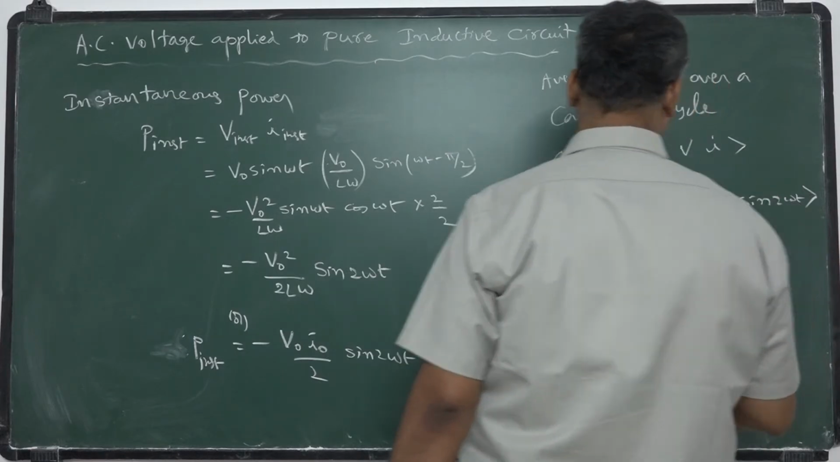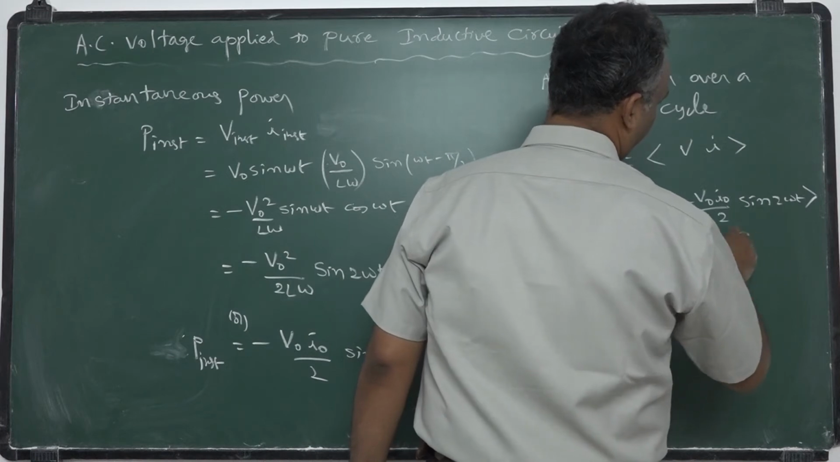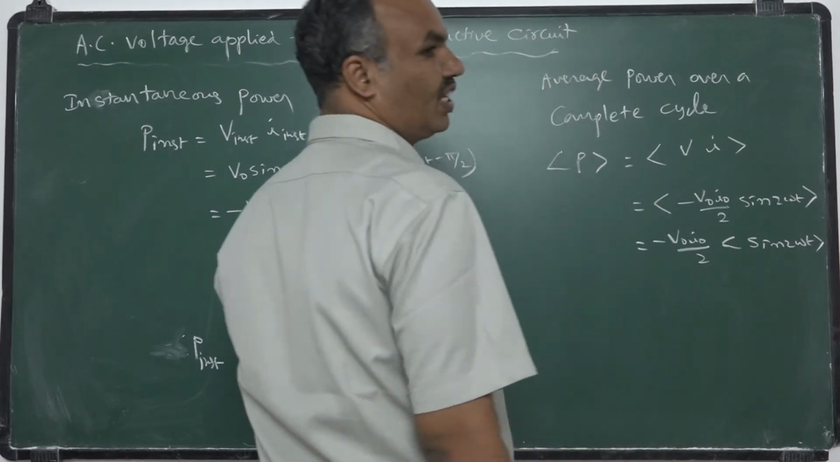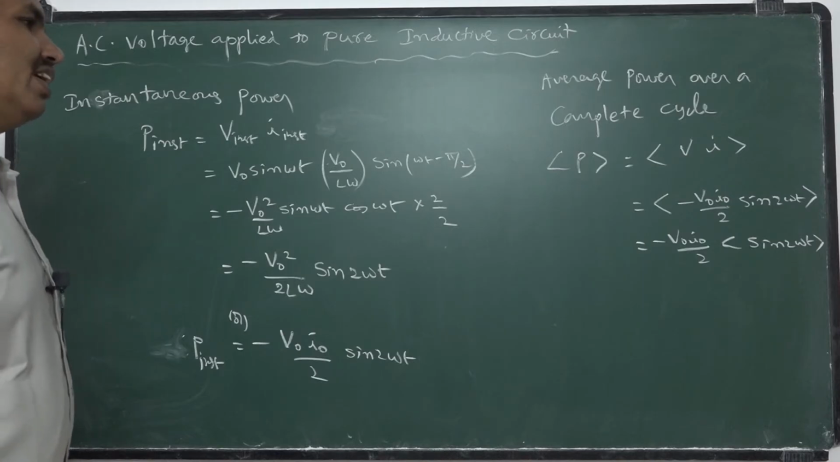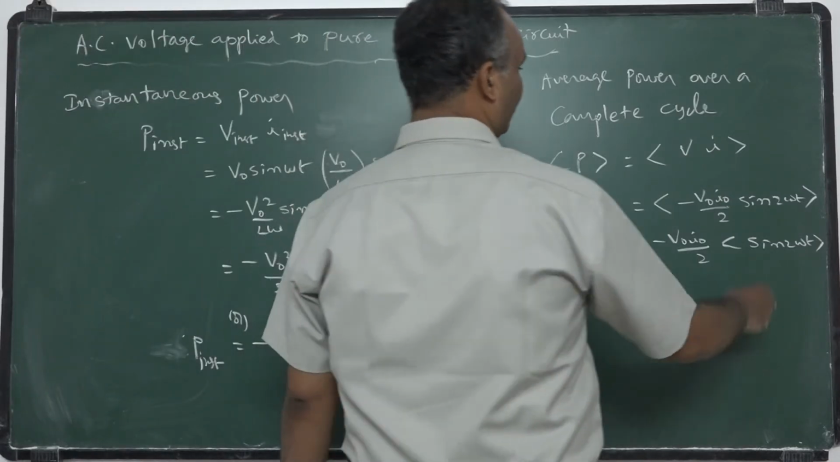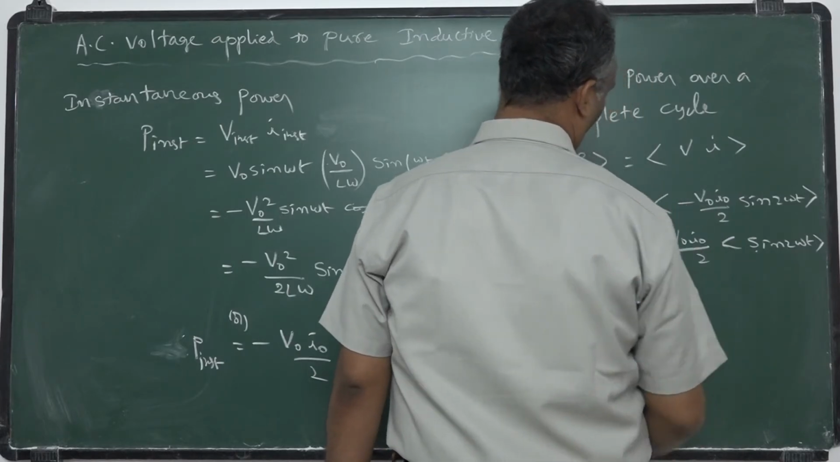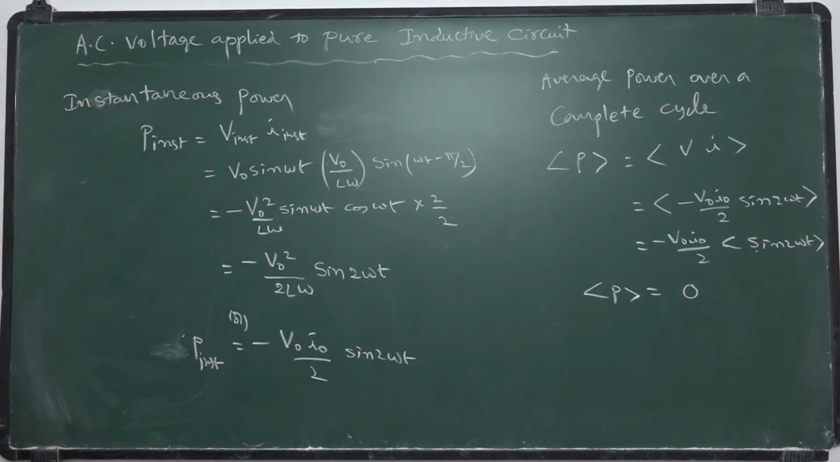You can write it as minus V naught I naught by 2 times the average value of sine 2 omega t. Average value of sin x is 0 because sin x varies from minus 1 to 1. As per yesterday's class discussion, average value of sin x is 0. So something into 0 is 0. Average power over a complete cycle during the passage of current through a pure inductive circuit is 0. Average power dissipated is 0 over a complete cycle.